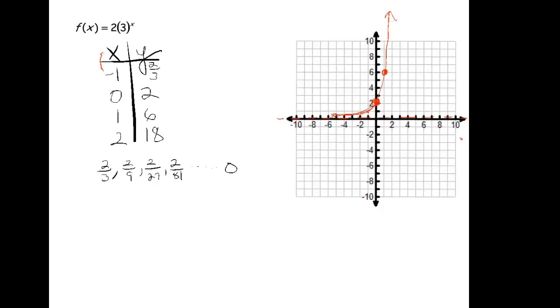So every exponential function is going to have a horizontal asymptote. Like I said, this one's at y equals 0. That means if we ever see an exponential function that has been shifted up or down, that's going to change its horizontal asymptote. Let's try one.